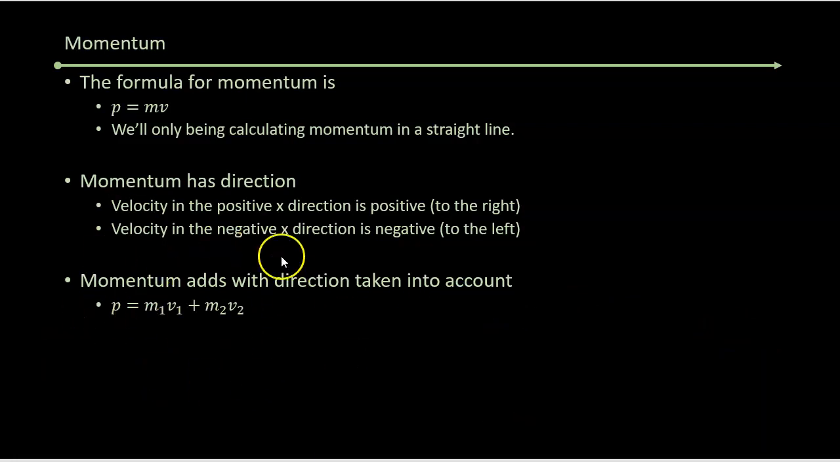Momentum adds, and you have to take direction into account. So if I have one object going this way with that much momentum and another object going that way with that much momentum, these cancel each other out and you have zero momentum.